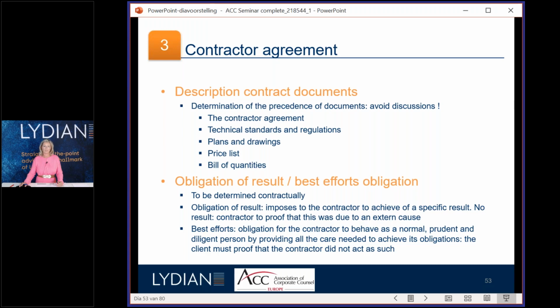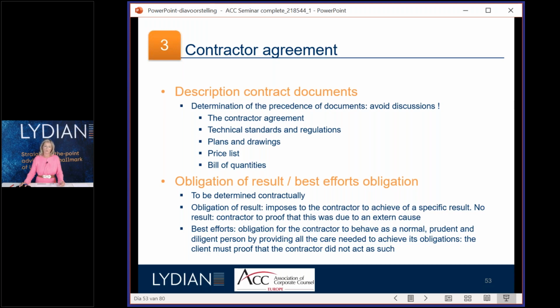Generally, a distinction should be made between an obligation of result and a best efforts obligation. Please note that the qualification of these obligations is quite important. When we are dealing with an obligation of result and the result has not been achieved, it will be up to the contractor to prove that the absence of the result was due to an external cause.